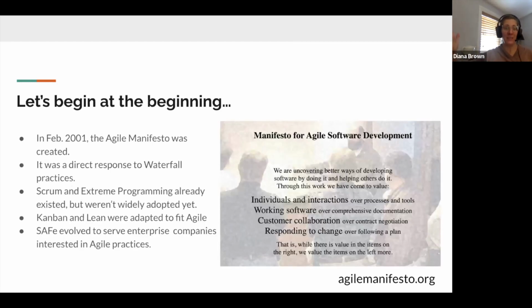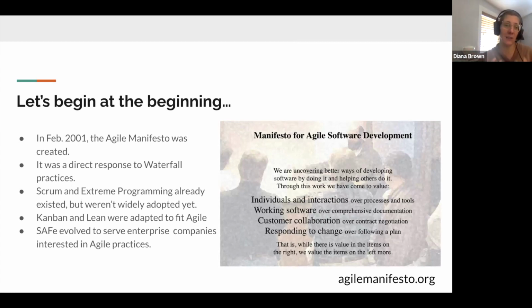But before I get into some practical guidance and some tips and tricks and things to consider as you move through it, I'm going to take us to the beginning. In 2001, the Agile Manifesto was created. This is an actual screenshot of the website, which has not been updated clearly since 2001 in all its glory, with the beautiful watermark in the background.